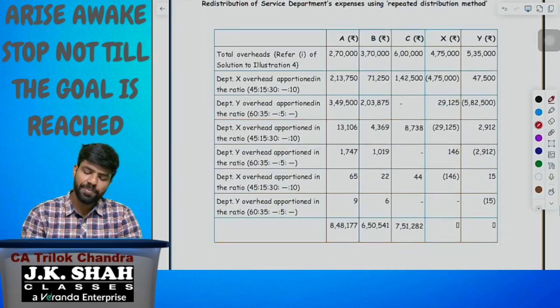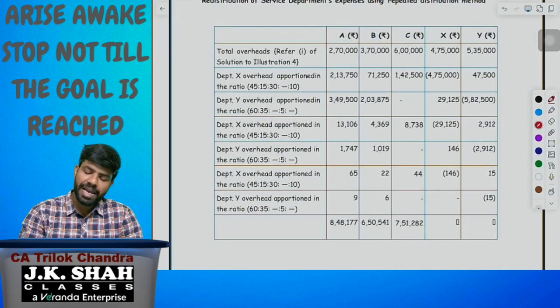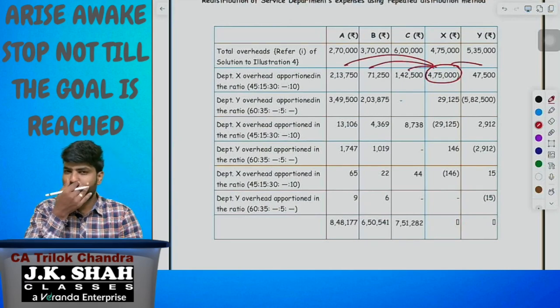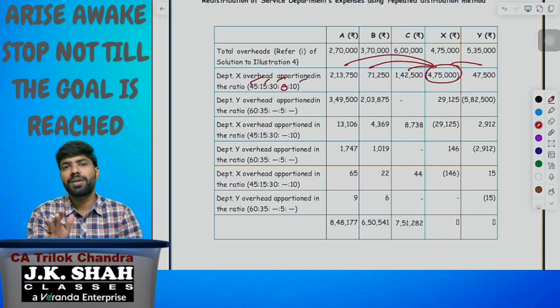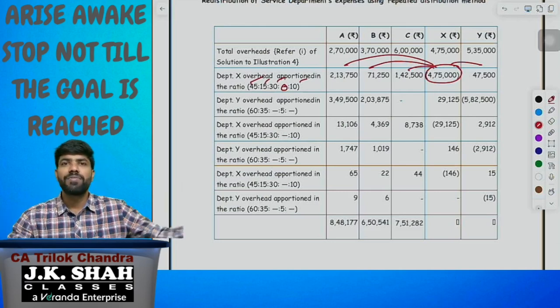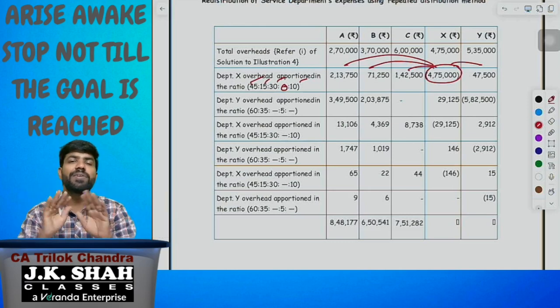Now listen to me carefully. A, B, C, X, Y. In X department, 4,75,000 is there. That should be apportioned to A, B, C, and Y in the proportion they have given: 45, 15, 30, 10. And 0 to the X department. X department cannot apportion to the X department. Self-service is not a service. X is giving service to A, B, C, Y. Don't take self-service.